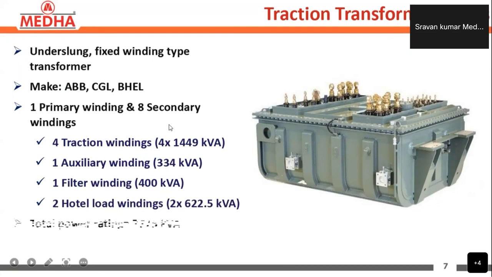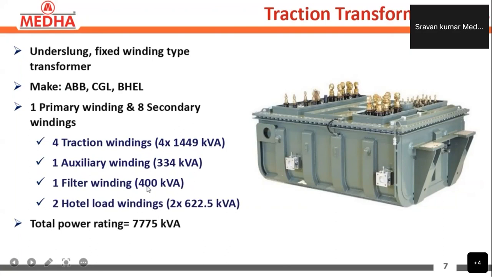The secondary windings are, namely, the 4 traction windings, each of 1449 kVA, that is 4 into 1449 kVA. And next, one auxiliary winding, supplying the auxiliary converters here, that is of 334 kVA. And next, one filter winding, that is of 400 kVA.